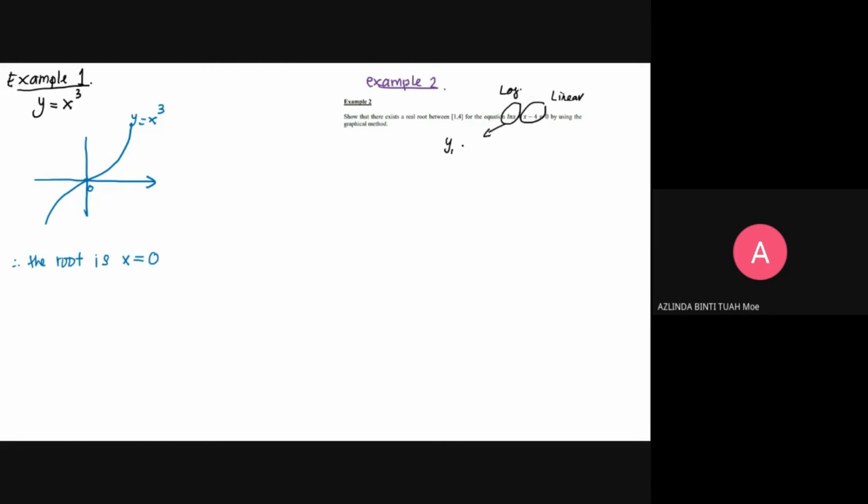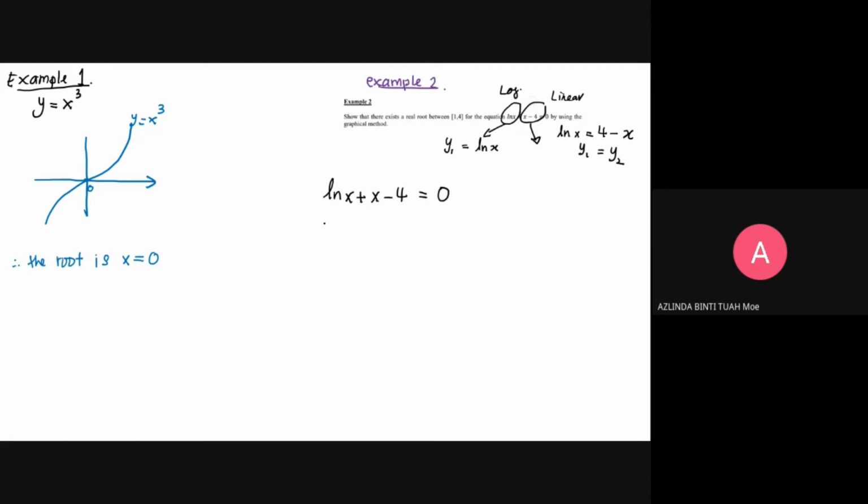So y1 is equals to ln x. Okay, y2 is equals to... this is y1 equals to y2. Okay, for example, the one here is ln x plus x minus 4. Actually, it is the combination between log and linear.